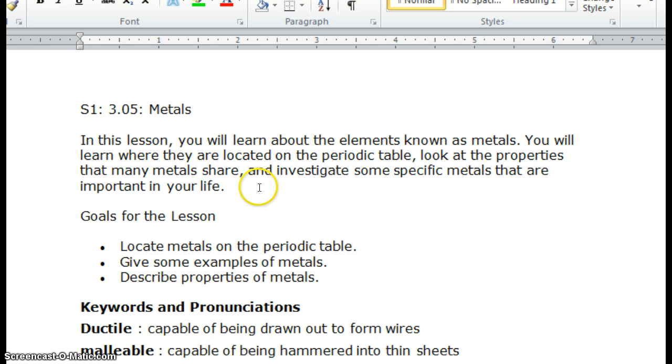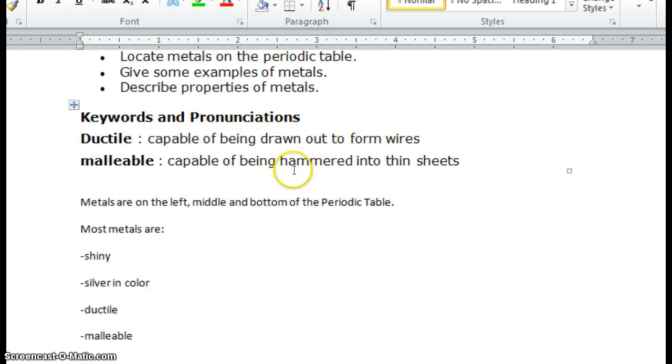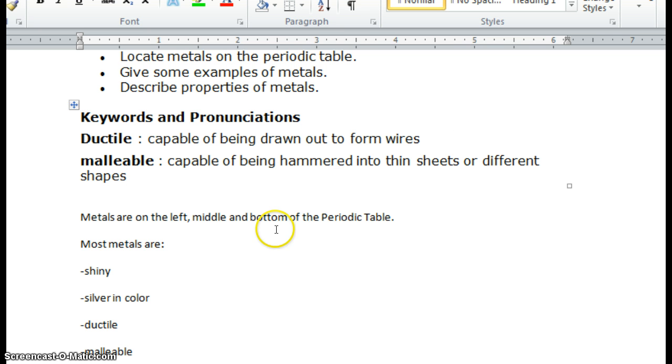So from the study guide, I kept the top paragraph and the goals. Our keywords and pronunciations: ductile, capable of being drawn out to form wires; malleable, capable of being hammered into thin sheets or different shapes. Metals are on the left, middle, and bottom of the periodic table. Most metals are shiny, silver in color, ductile, and malleable. Even though silver itself is an element, we still say that the other ones are silver in color or silver-ish. But silver is actually its own element.